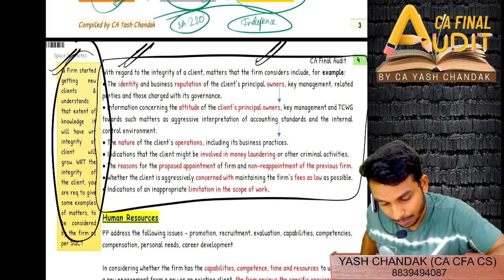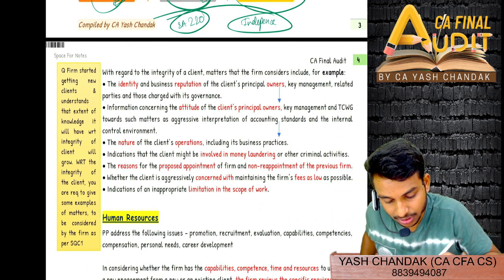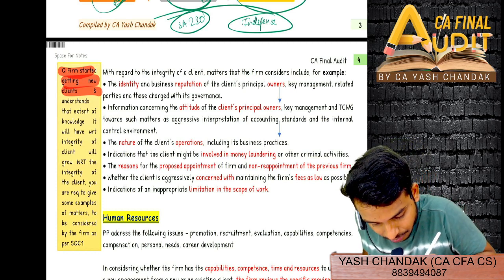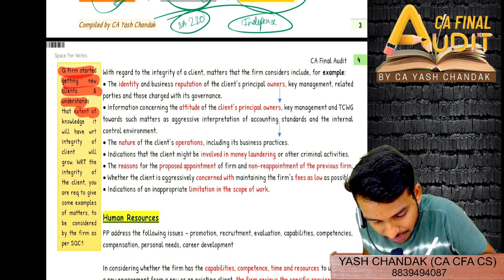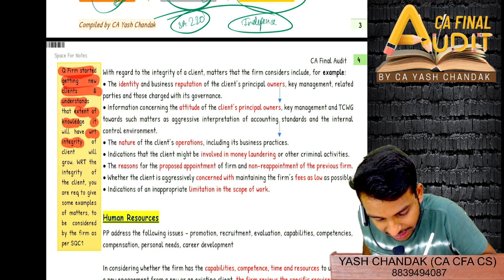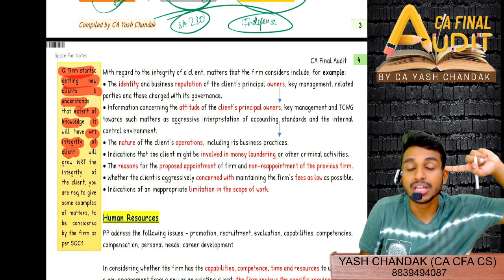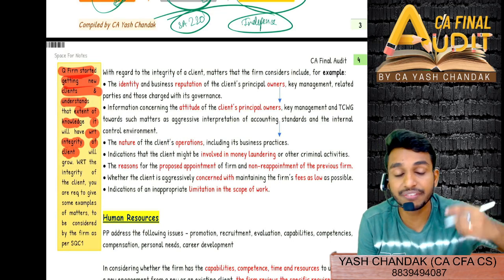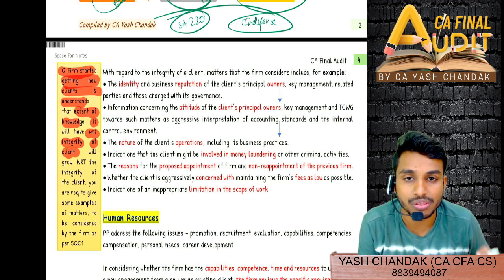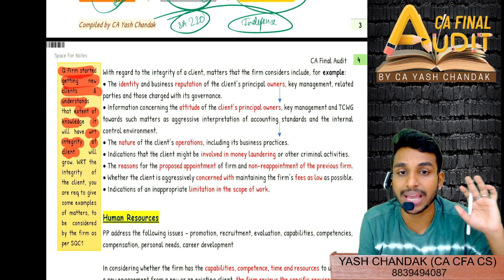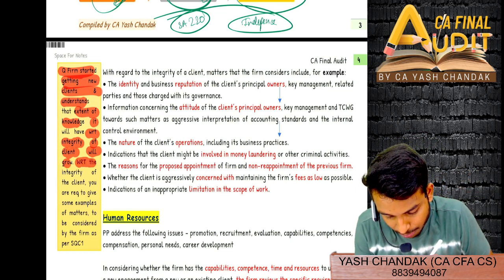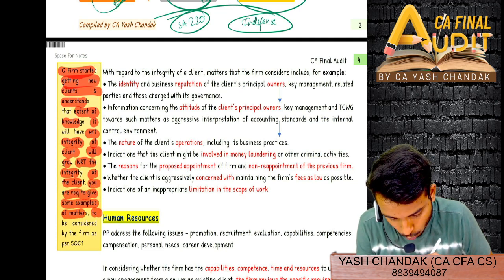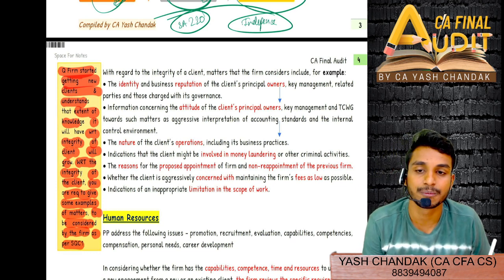This question has already come in the RTP. Just go through the question, just beside this. The firm started getting new clients and wants to understand the extent of knowledge it will have with respect to the integrity of the client. You should be strict about integrity. It was mentioned in SA 220 and in SQC 1 that we need to check the integrity of the client before acceptance and continuance. So the bell should ring. With respect to the integrity of the client, you are required to give some examples of matters to be considered by the firm as per SQC 1.